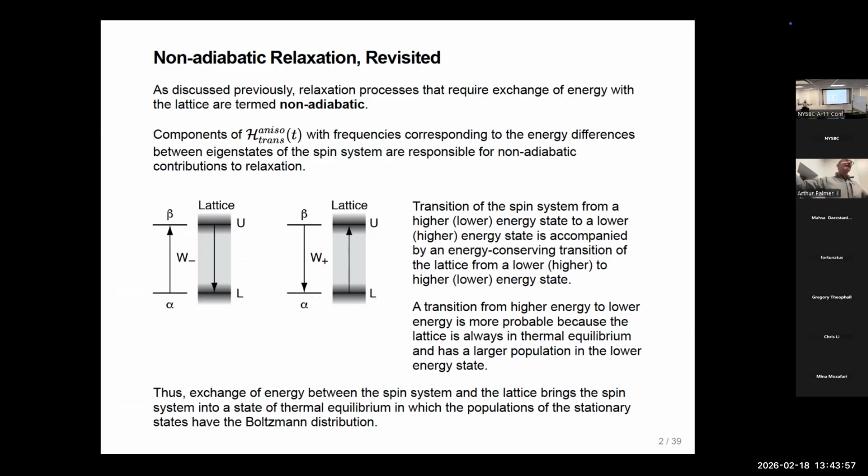We said the lattice is so huge that it's always at Boltzmann equilibrium. So the fact that going from beta to alpha takes some state from L to U has a negligible effect on Boltzmann equilibrium. So if there's always more states here, it must be more probable to do this than to do that. And that means that W plus must be larger than W minus.